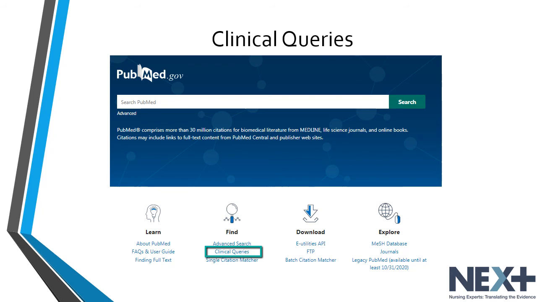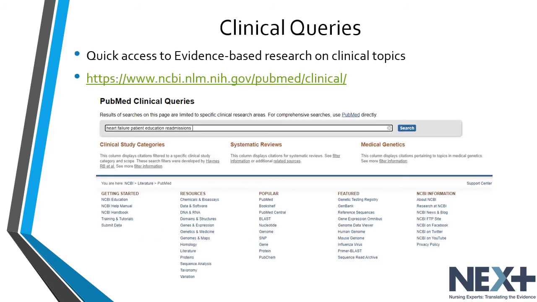We will do a quick search in Clinical Queries using our search terms from earlier: heart failure, patient education, and readmissions. Use the Clinical Queries search to locate evidence-based research on clinical topics. The results are shown in three categories: clinical studies, systematic reviews, and medical genetics. Again, this is not a comprehensive search, but can be useful when searching for evidence-based research.